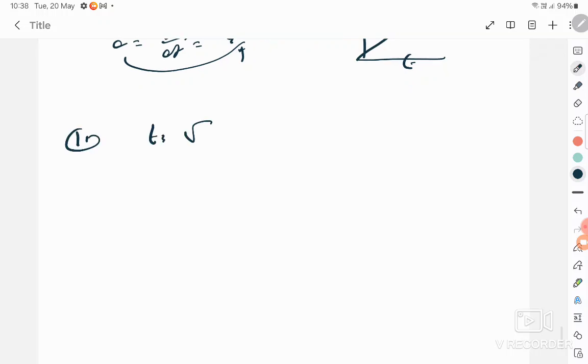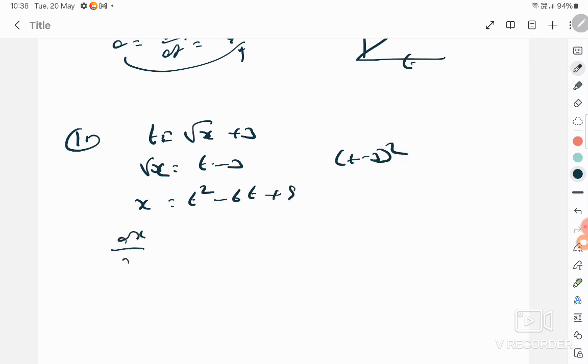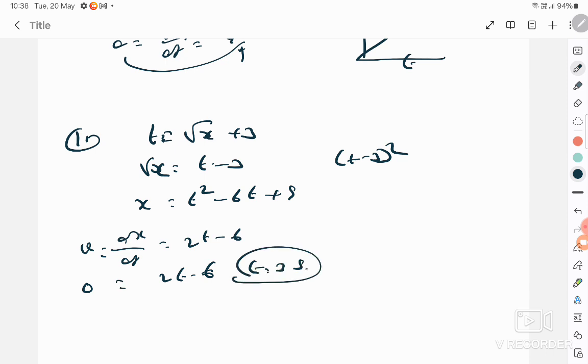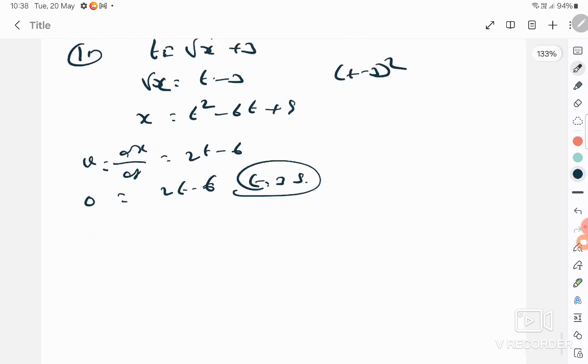11th question: t is equal to root x plus 3. Normally x will be given in terms of t, so I'll write root x is equal to t minus 3. Squaring both sides, this becomes t minus 3 the whole square, so x is t square minus 6t plus 9. Now I can differentiate and find the velocity, which is 2t minus 6. The question is, when the velocity is 0, what will be the time? So t is equal to 3 seconds. That's the answer for this question. You can't differentiate unless you square both sides here.